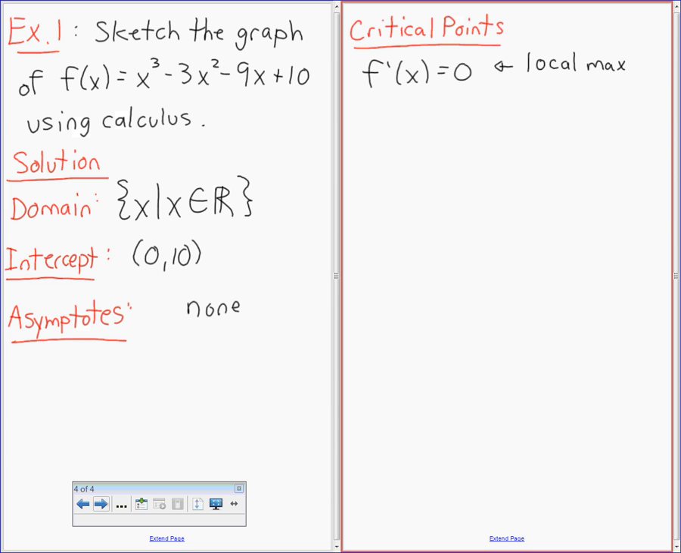So for example, if this graph looked like this, f prime of x equals 0 would give you this and this. Or it could give you a cubic-like squiggle. And the point of inflection is the next one. So f double prime of x gives you a point of inflection.